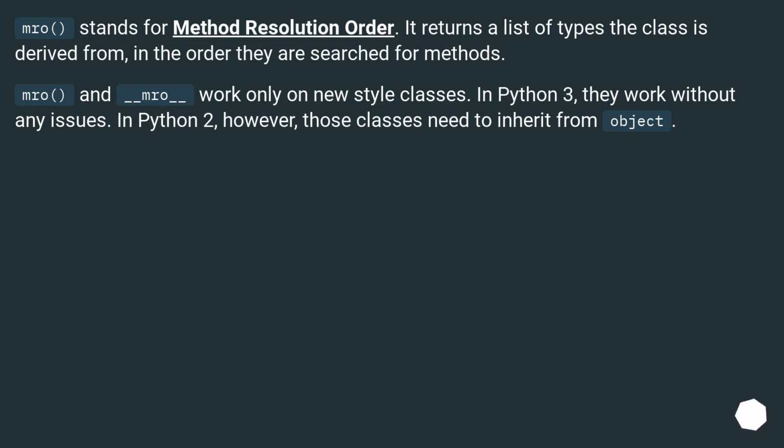mro stands for method resolution order. It returns a list of types the class is derived from, in the order they are searched for methods. mro and __mro__ work only on new style classes. In Python 3, they work without any issues. In Python 2, however, those classes need to inherit from object.